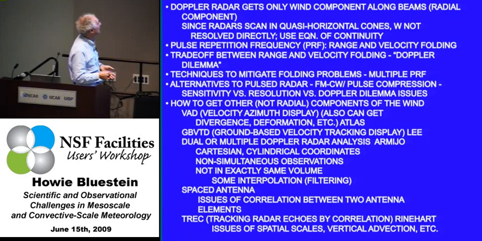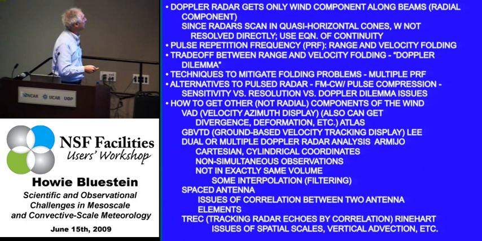Spaced antenna. Guifu Zhang is in the audience, and Steve Cohn, too, I think. Spaced antenna allows you to actually get the component of the wind that's normal to the beam. And there are issues of correlating between two different antenna elements. I'll say a few words about that in another few minutes.